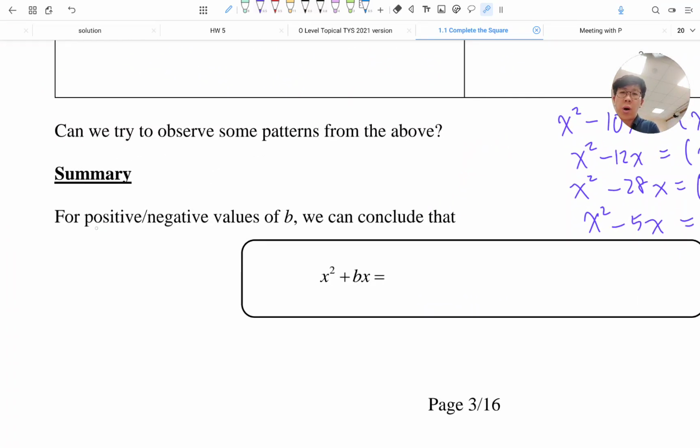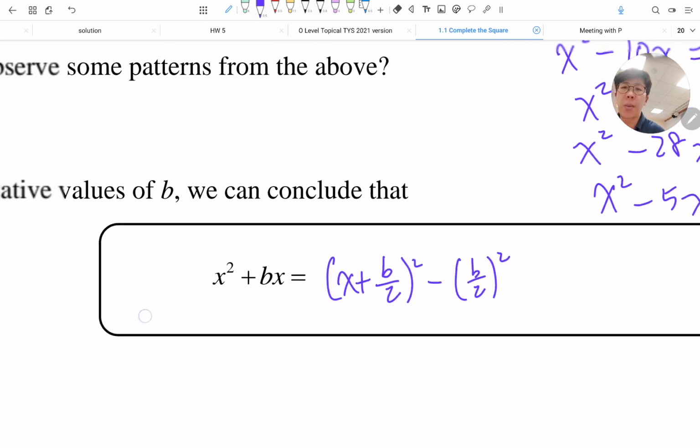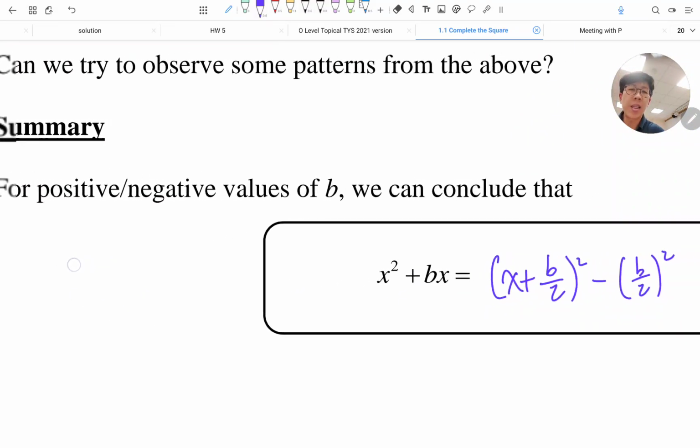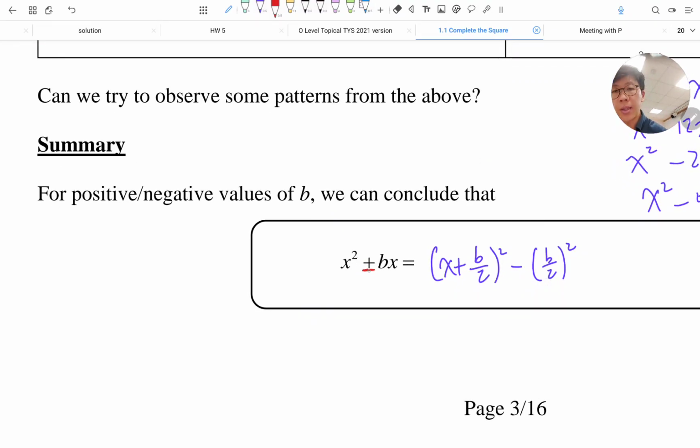So, for positive and negative values of b, we can now conclude that x squared plus bx is x plus b over 2 whole thing squared minus b over 2 whole thing squared. Now this is for b when it's positive. Now when it's negative, there is only one slight difference. We will say that when, let's say there's a minus, this will be a minus. Okay, minus and minus. But this one is always minus.